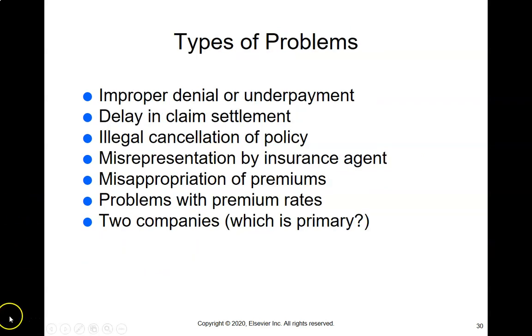Types of problems. These are the types of problems that you should submit to your state's insurance commissioner. Improper denial or underpayments. Delay in claim settlements. Illegal cancellation of a policy. Misrepresentation by an insurance agent. Misappropriation of premiums. Problems with premium rates. And when two companies try to decide who is primary.